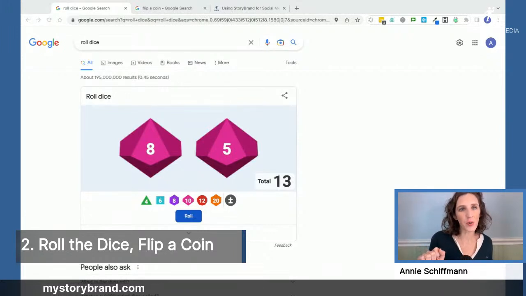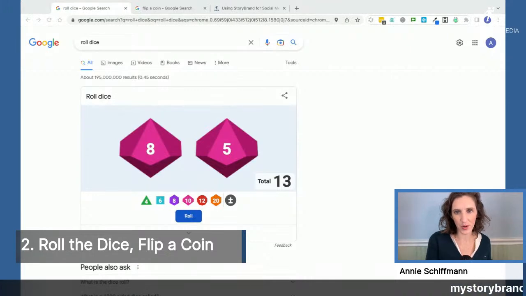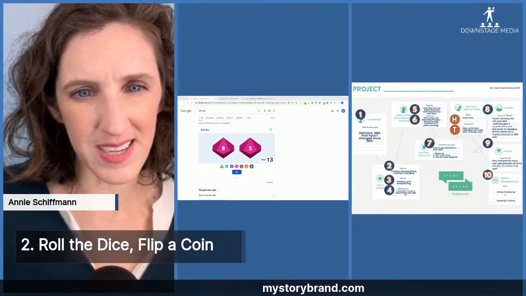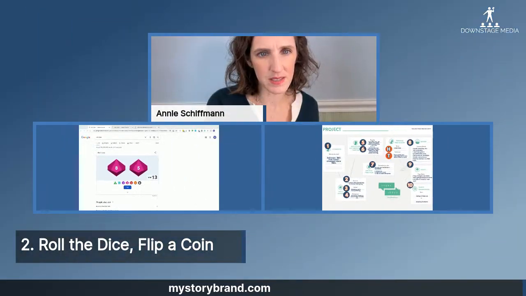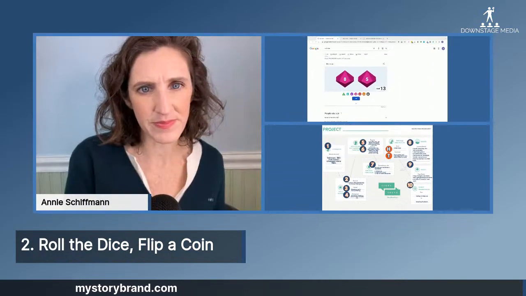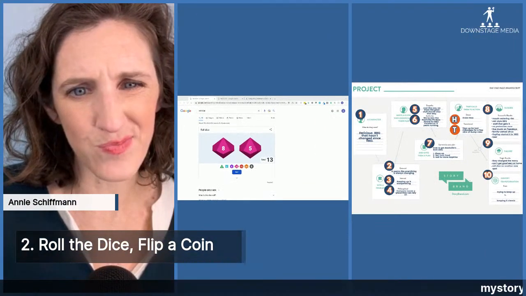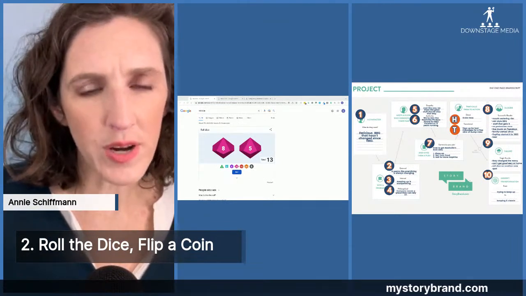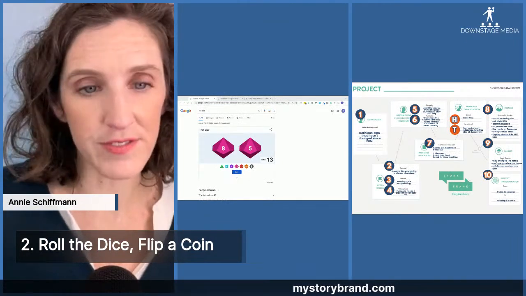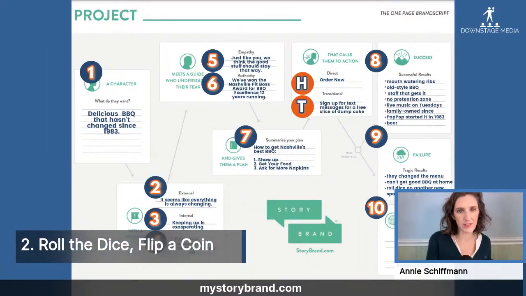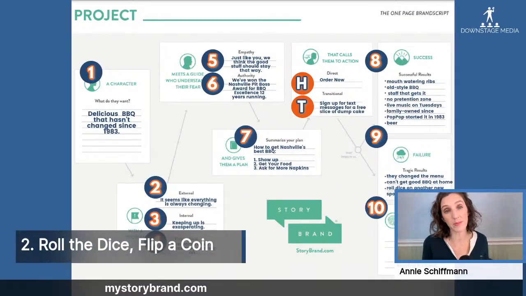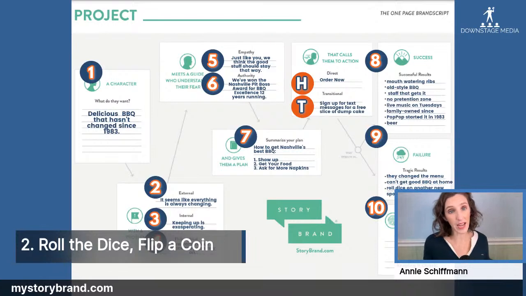Okay, so we've got our dice here. Okay, so I'm going to put my brand script here. Our number is 8 and 5. We're just going to remember that, 8 and 5. So I'm going to look on my brand script for number 5 and for number 8.